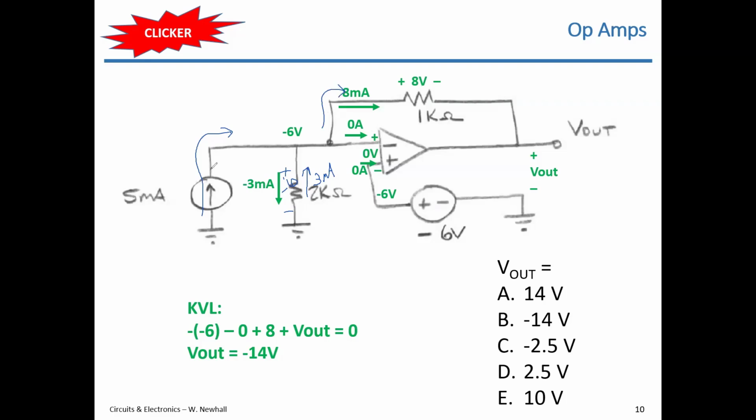The sum of currents entering a node equals the sum of currents leaving a node. That was a long way to say Kirchhoff's current law. Okay. And then once you know that 8 milliamps value, you can calculate 8 volts across that resistor with that polarity.